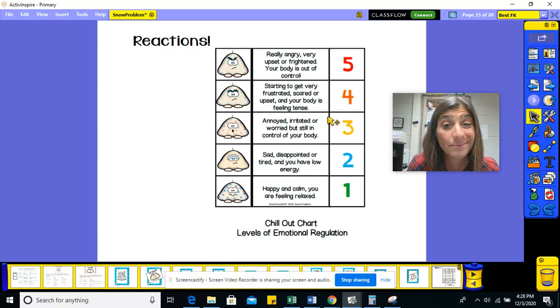Medium to large problems. And then a really big problem when you feel really angry, very upset, or frightened, and you're kind of running and screaming and out of control. Okay, those are appropriate reactions to small down here at 1, medium, 3 and 4, and big problem, number 5.